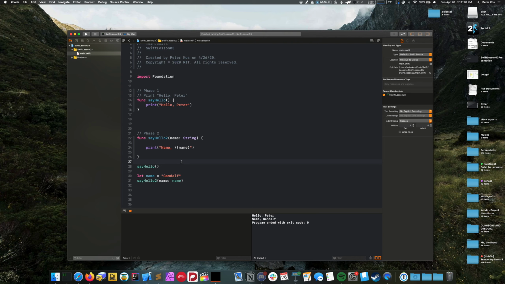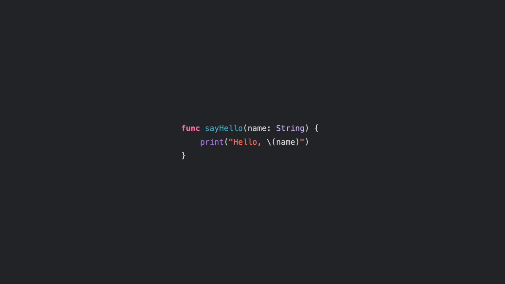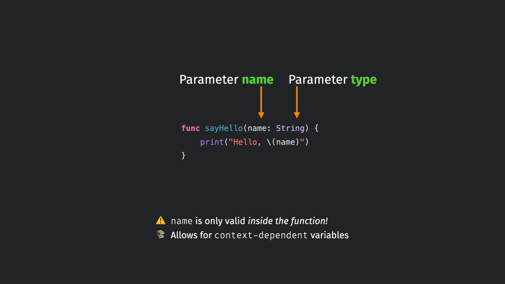All right, so let's quickly review. We have our function say hello that accepts a name parameter of type string, and it prints out hello name. So we have our parameter name, our parameter type, and note, as before, name is only valid inside the function, and this allows for what I like to call context-dependent variables. I don't have to rename this parameter name2, and then some other programmer needs to figure out why the hell it's named name2. They can just look at it as name, and it's just name.